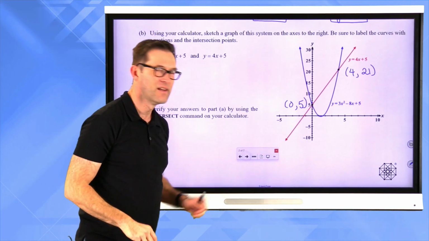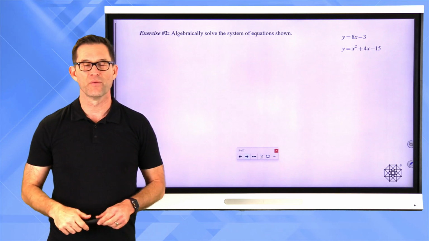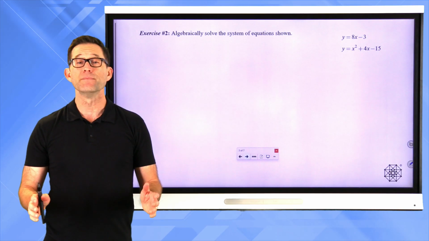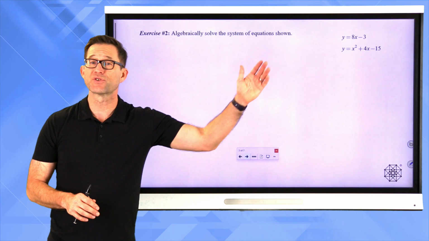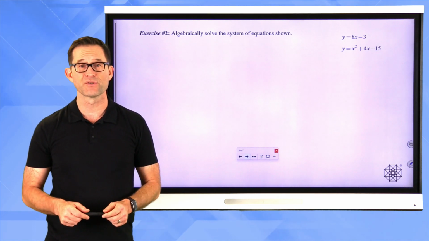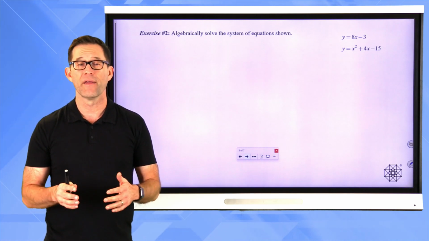All right. Let's see if you can do one of these on your own. Exercise number 2. Algebraically solve the system of equations shown. y equals 8x minus 3 and y equals x squared plus 4x minus 15. All right, so I'd like you to pause the video, start by setting the two equations equal, and work all the way through it to try to find the intersection points of that line and that parabola.